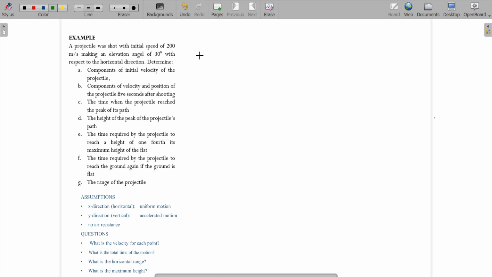The example: I have a projectile here, and a projectile was shot with an initial speed of 200 meters per second, making an elevation angle, not angle, sorry, of 30 degrees with respect to the horizontal direction. Okay, first let's draw the axis. And here I have the y-axis and also the x-axis. And this is the motion of the projectile.